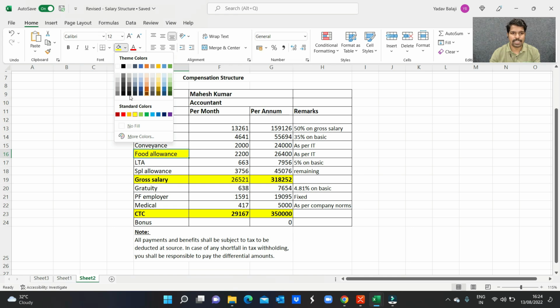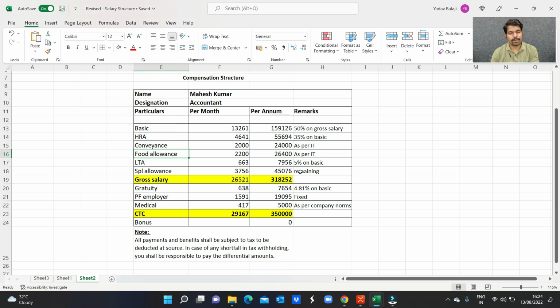Even though he is coming below the slab rate, we also have persons whose salary is 1 lakh, 2 lakhs that we are paying. So for them, if they are coming under the 30% bracket, this food allowance, LTA, they will get for their tax benefit purpose. So this is the salary structure: basic, HRA, convenience, food allowance, LTA, special allowance and gross salary. So 26,000 is the gross salary. Then gratuity we are giving 4.81 percent on the basic, then employer portion 12 percent on his basic.